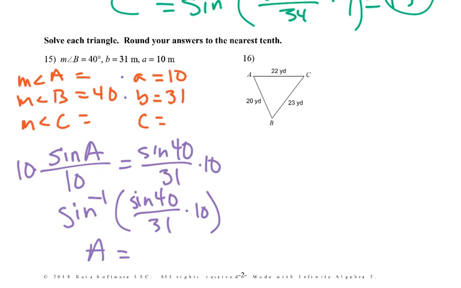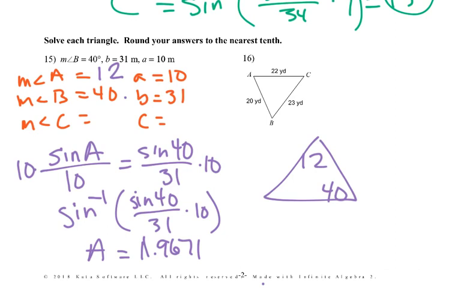So this is very heavily reliant on using the calculator to find a lot of the information here. And we get 11.9671. It says round to the nearest tenth, so we'll just round to 12. Okay. So now, thinking of a triangle, if I have two of the angles, we can easily find the third by subtracting them from 180, right? So if I go 180 minus 12, that gives me 168 minus 40, that'll give me 128. So I have 128 degrees for angle C.